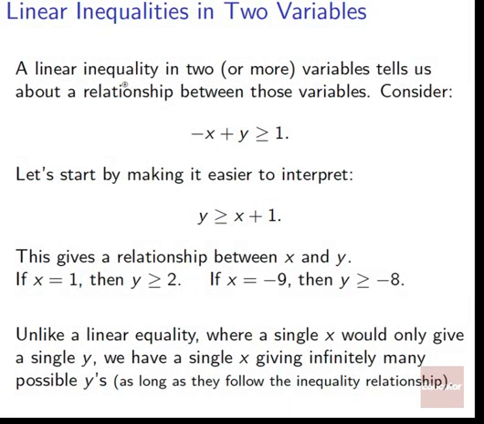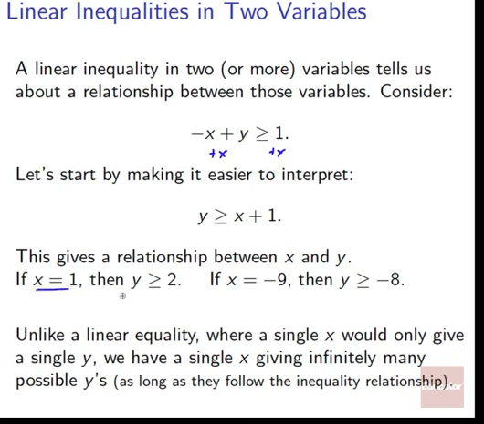So a linear inequality in two or more variables tells us about a relationship between those variables. Consider negative x plus y is greater than or equal to 1. So we can make it easier to interpret by just having y on one side and other stuff involving x on the other. So we add x to both sides, plus x, and we get y is greater than or equal to x plus 1. This gives us a relationship between x and y, how they're connected.